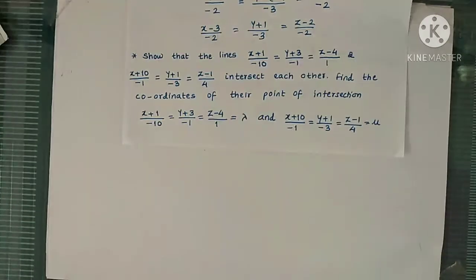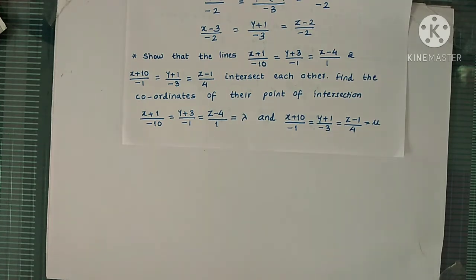Okay. Now the next question is, show that the lines (x plus 1) upon minus 10 equal to (y plus 3) upon minus 1 equal to (z minus 4) upon 1, and (x plus 10) upon minus 1 equal to (y plus 1) upon minus 3 equal to (z minus 1) by 4 intersect each other. Find the coordinates of their point of intersection. So we have to prove that these two lines intersect, and we have to find their point of intersection.